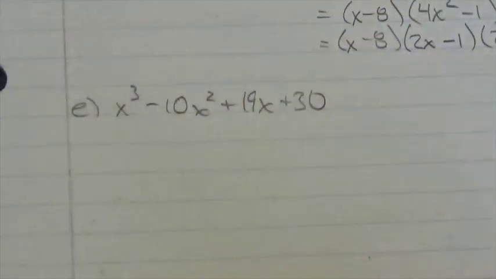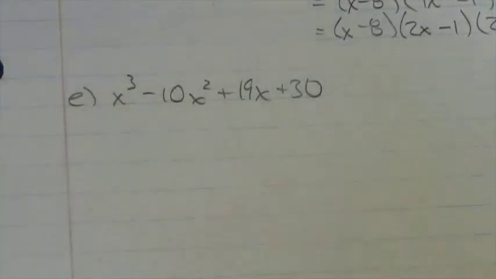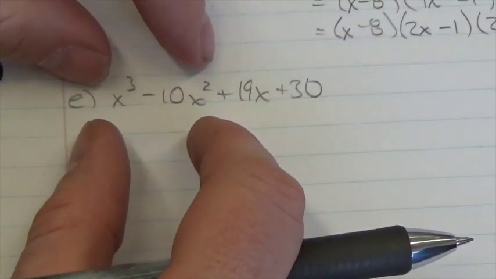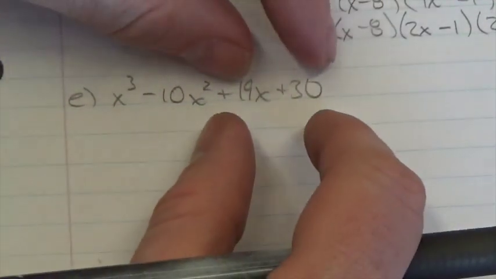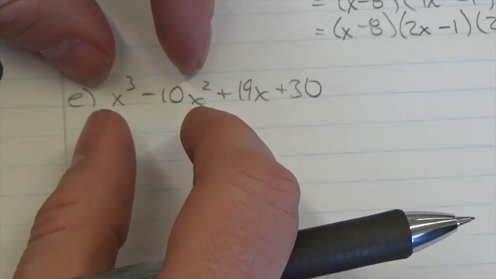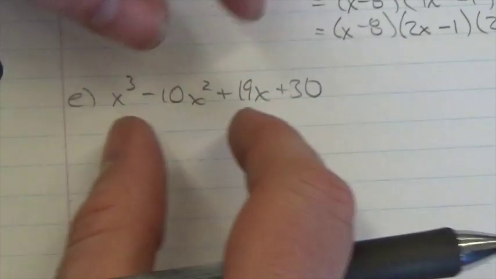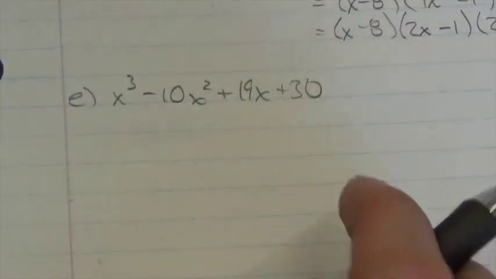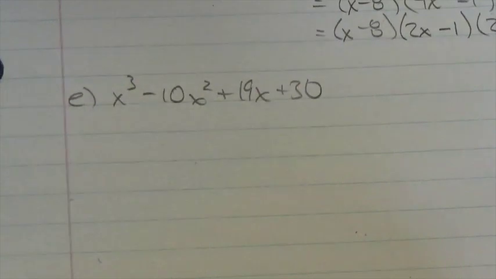Well, this one is not going to factor by grouping. And I can see that right away, because if I group together these first two terms, and group together these last two terms, the only thing common to the first two terms is the x squared. And that would leave me with x squared times x minus 10. 19 is prime. That's causing me a problem.